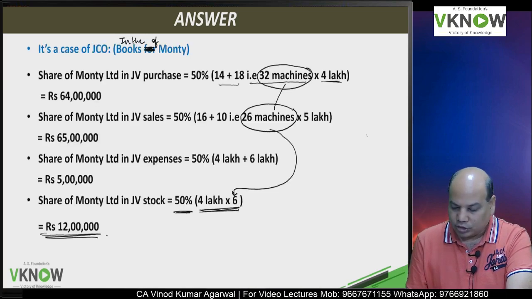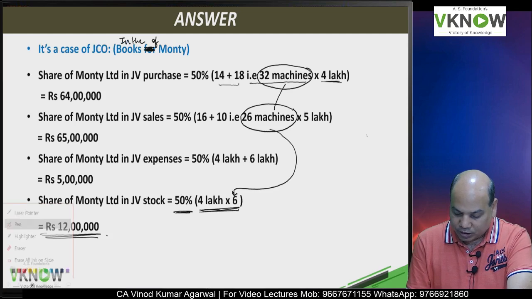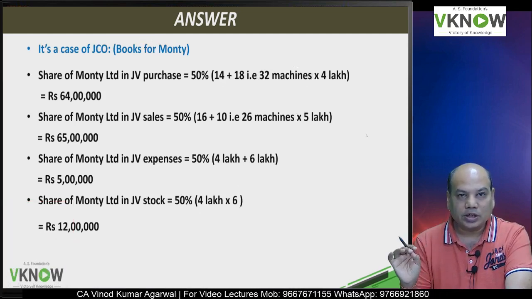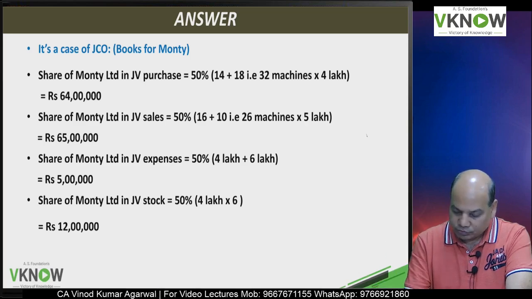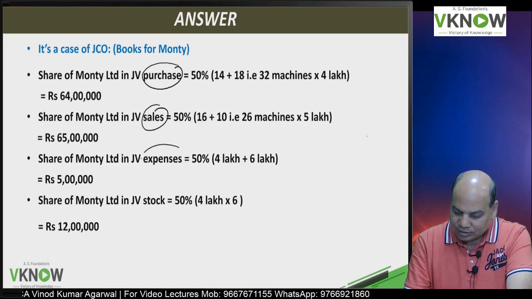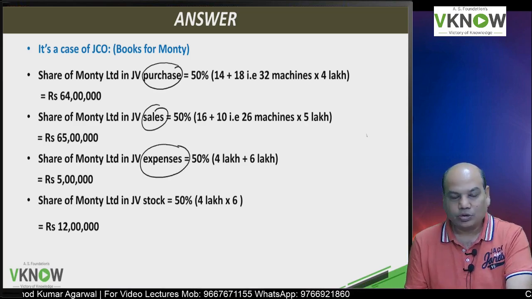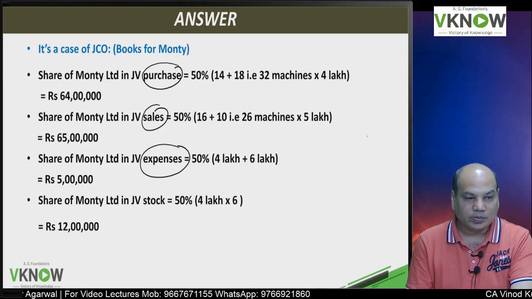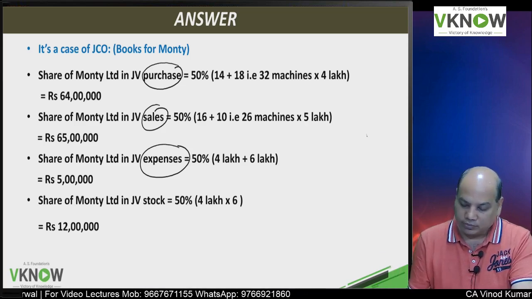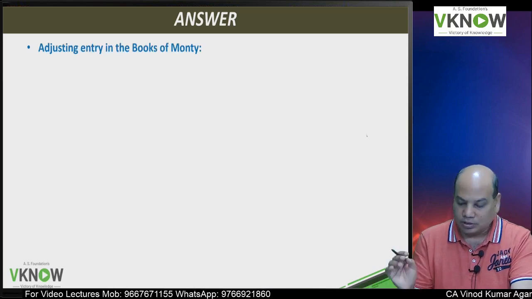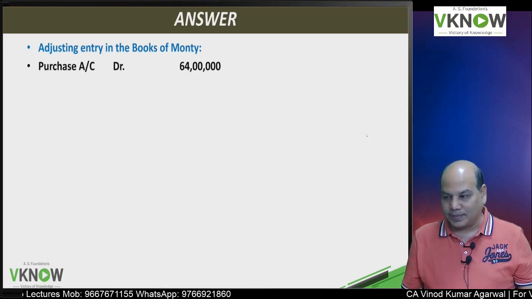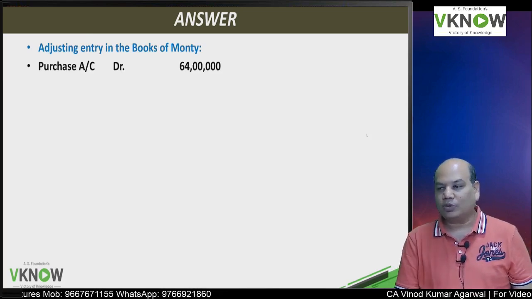Now the question is, what entry Monty Limited would pass in its book for recording transactions relating to jointly controlled operation. So they are going to record purchase, sale, expense. They are going to eliminate suspense account. Any difference is receivable or payable to the other venturer. Please write down adjusting entry in the books of Monty.